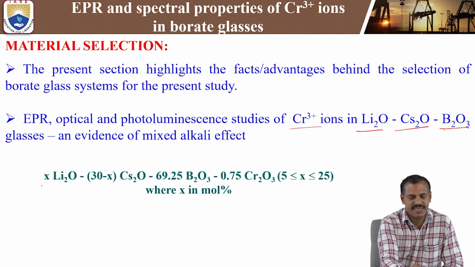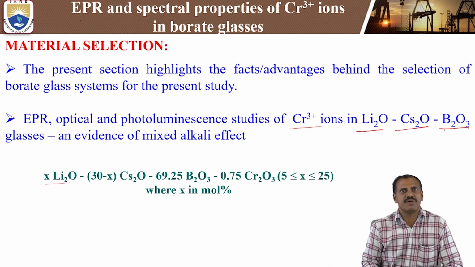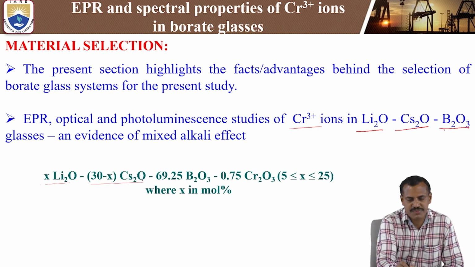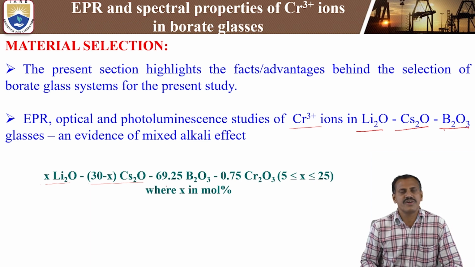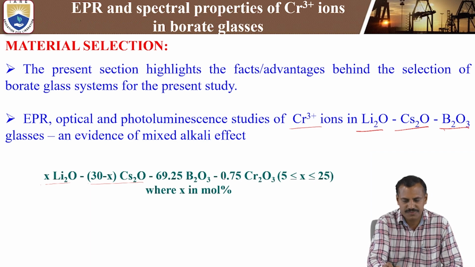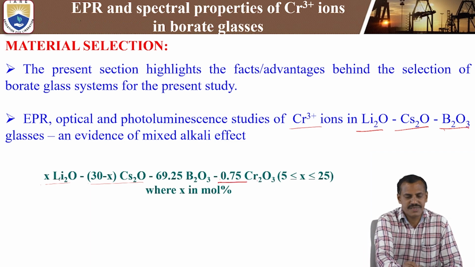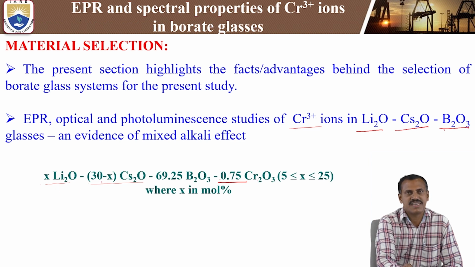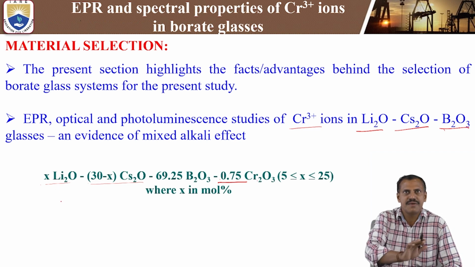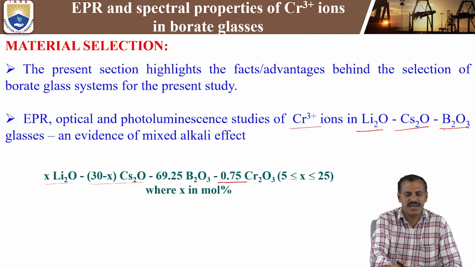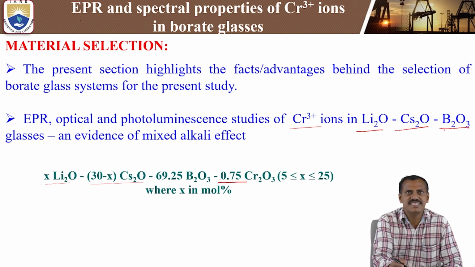First we are taking x Li2O and 30 minus x Cs2O, 69.25 B2O3, and 0.75 Cr2O3. This is the dopant concentration, 0.75 mole percent. So this is the mixed alkali element system. We are varying only the lithium and cesium content; the borate glass and chromium ion concentration will be fixed. We are varying the lithium oxide and cesium oxide.